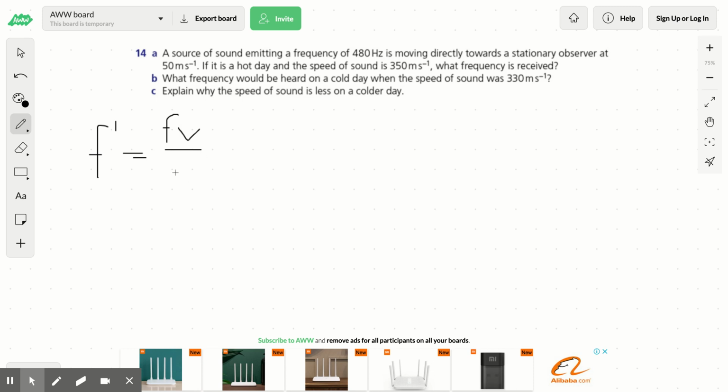Now this is where we have to see what's happening, right? So we have V. Now is it plus or is it minus? The sound source is moving towards us. And we learned in the last video, if it's moving towards you, you need to start subtracting, because you want F' to be bigger than the actual F. So now all you need to do is plug in.